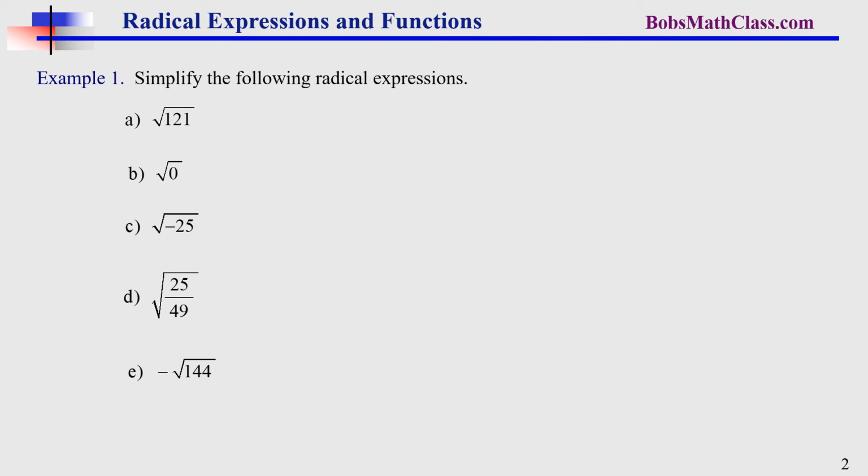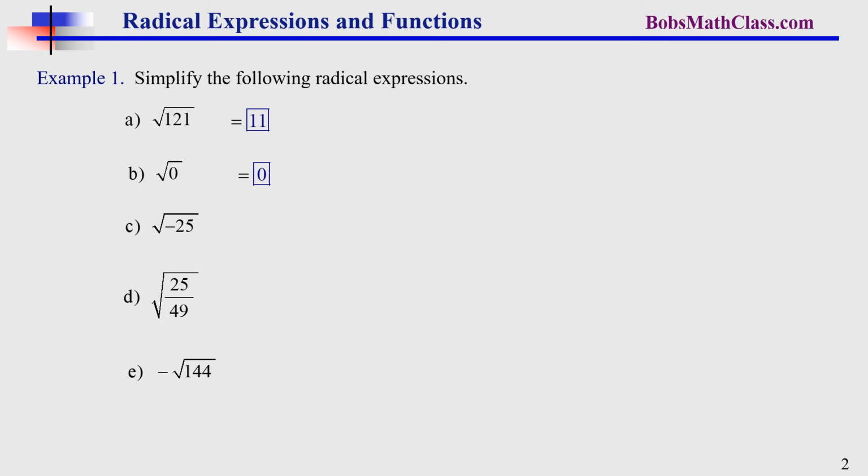Here's some examples. What we're looking for is the number multiplied by itself that gives you the radicand. You might want to pause the video and work it out. Okay, square root of 121, what times itself is 121? That would be 11. How about the square root of 0? What times itself is 0? Right, 0.